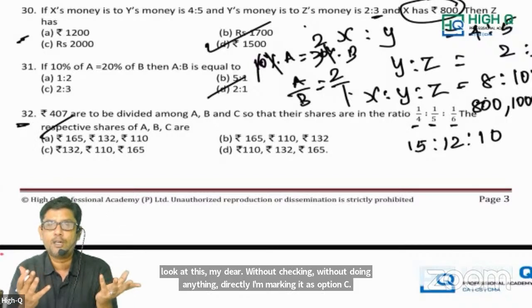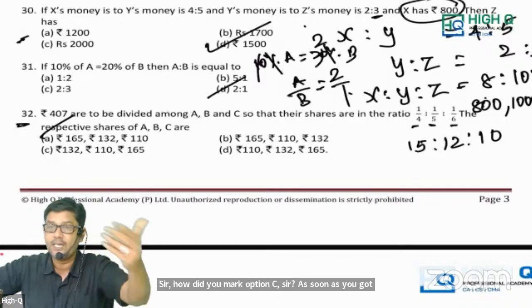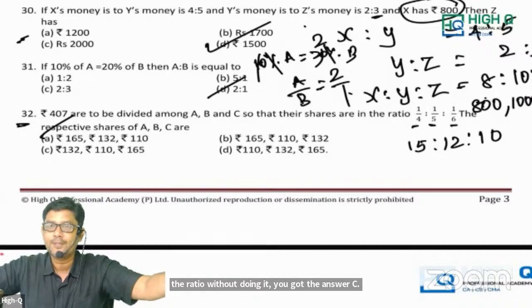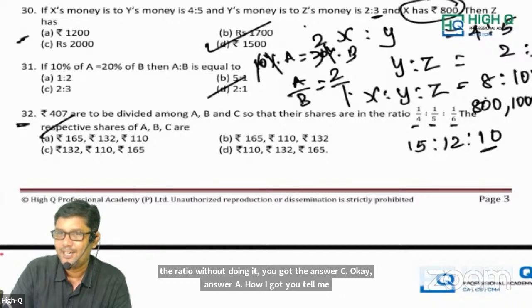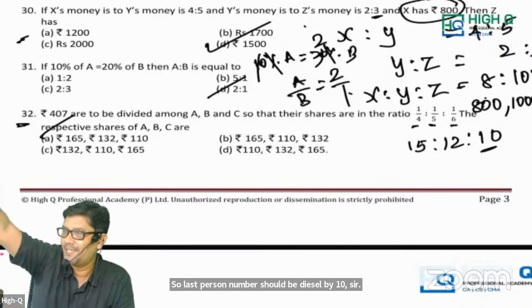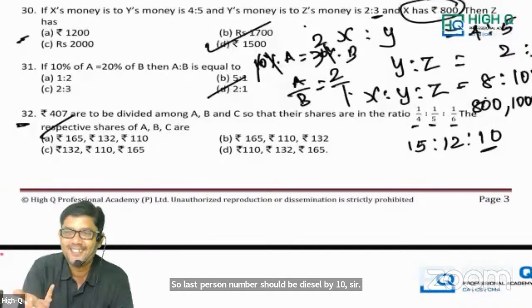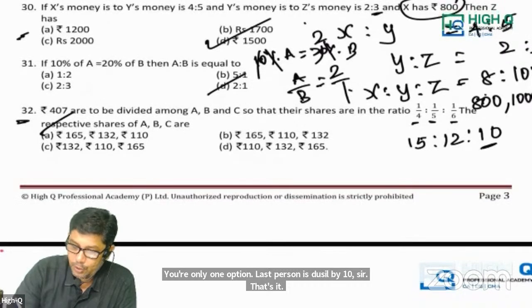Sir, how did you mark option C, sir? As soon as you got the ratio, without doing it, you got the answer C. Okay, how did I get it, you tell me. Sir, very simple, sir. The last number is 10, so the last person's share should be divisible by 10, sir. Here only one option is divisible by 10. That's it. No, sir, I want to use the actual method only, because I'm sincere for you.